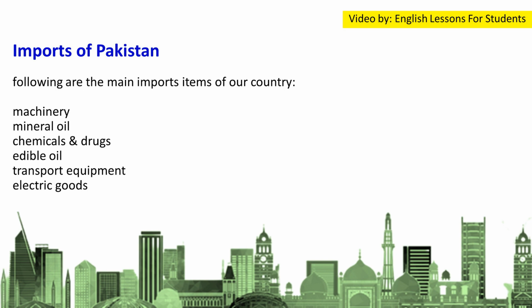Chemicals and drugs. The economy of our country mainly depends on agriculture. So to get higher yield from different crops, spray of various chemicals is essential. Thus, to meet all these demands of our agriculture sector, we have to import various kinds of chemicals and drugs from other countries. The chemicals and drugs are mainly imported from Japan, Germany, USA, UK, and other European countries.